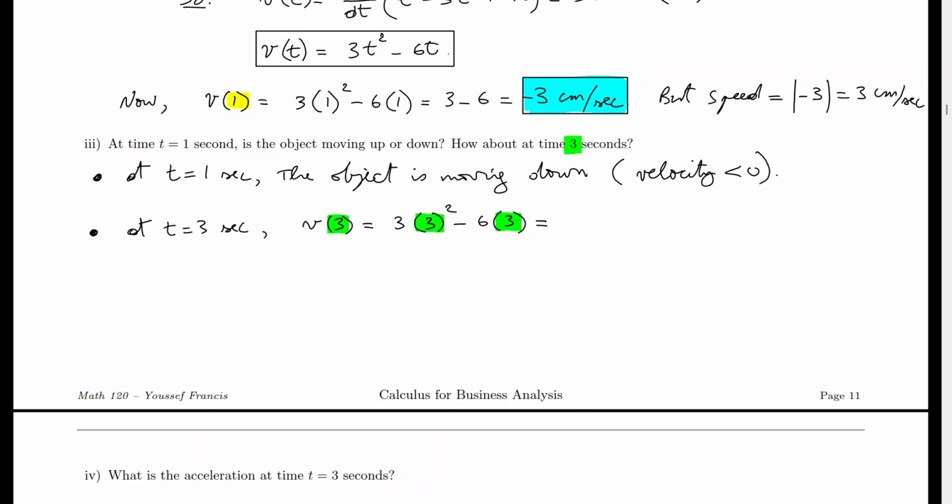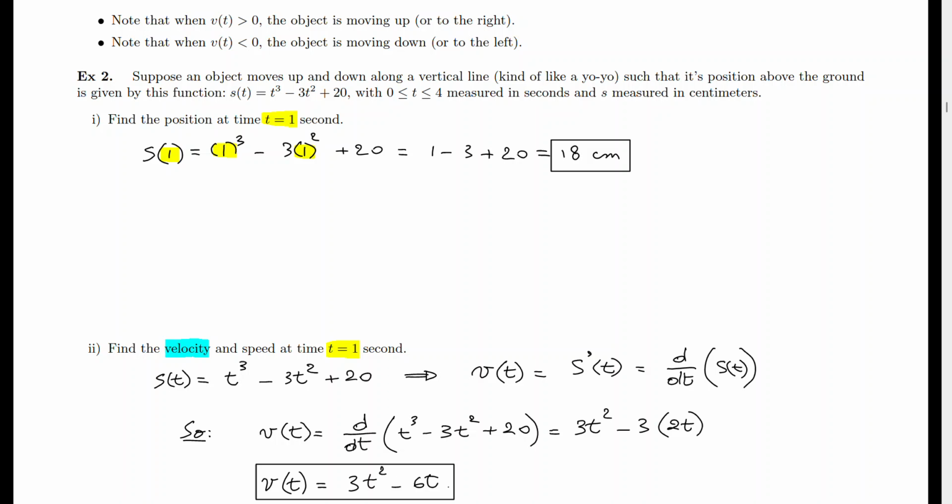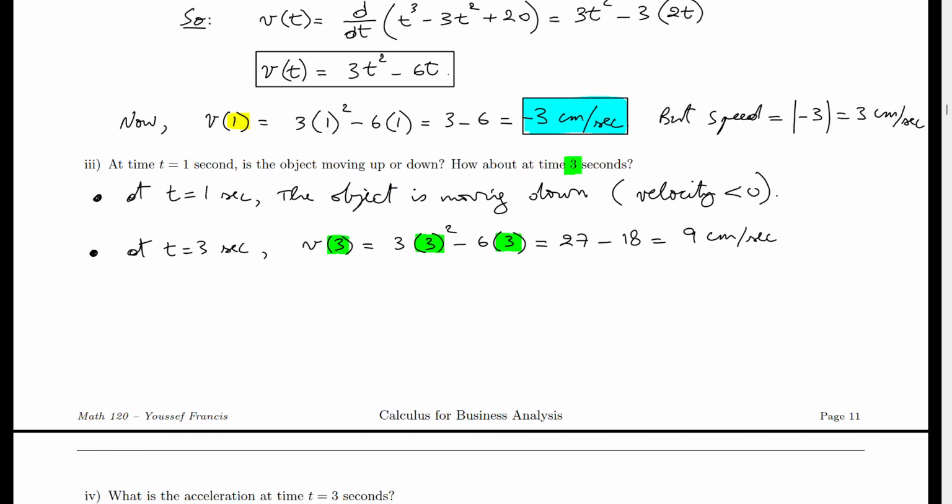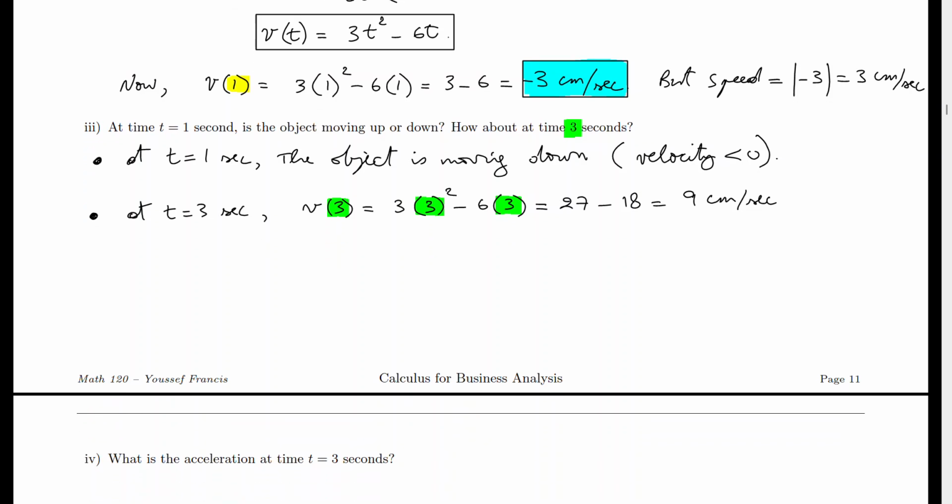And so this is going to be 3 times 9, which is 27, and then 6 times 3, which is 18. So the number here will be 9, and it's the velocity, and velocity is measured in centimeters per second. Remember, it's the distance unit on the numerator and the time unit on the denominator. In this case, the problem told us that the distance was measured in centimeters, whereas time is measured in seconds. So that's why I'm always putting centimeters per second on my units. And that's the end of velocity at 3.